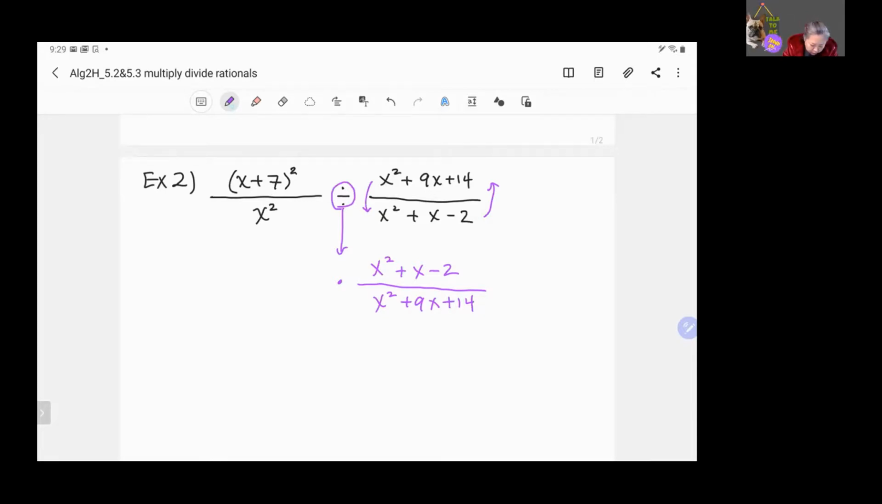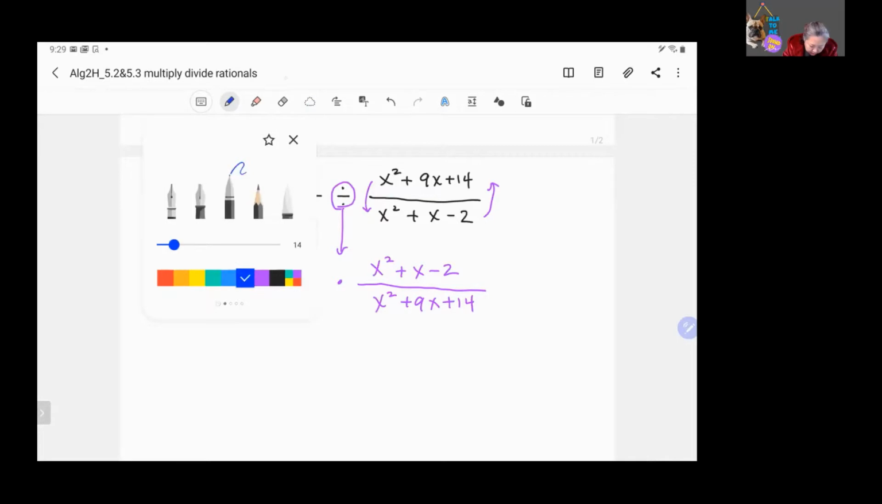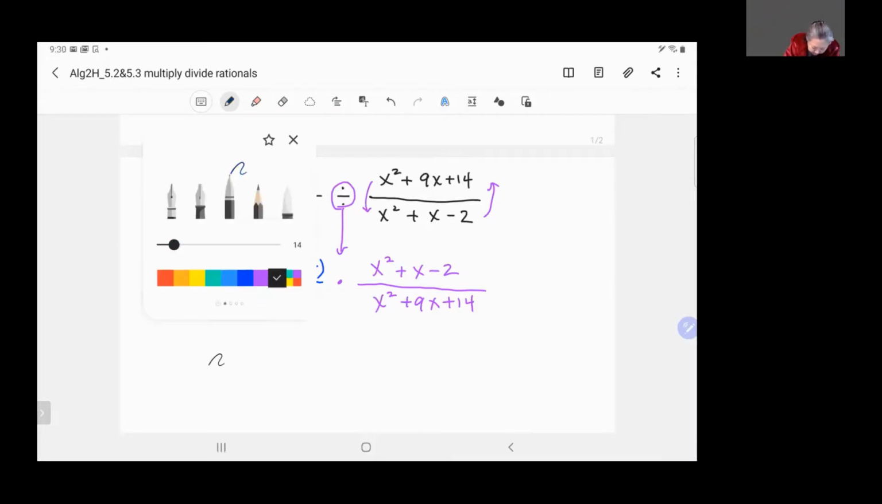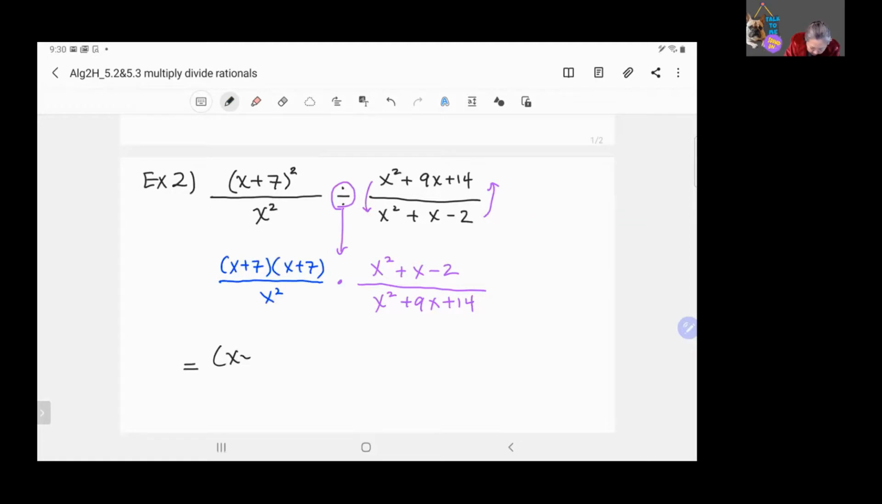Also, another thing that you need to remember is that here, (x plus 7) squared is x plus 7 times x plus 7. So I can write that. Then the denominator is x squared. Then the next step, I have x plus 7, and then x squared. Now I can further factor this.